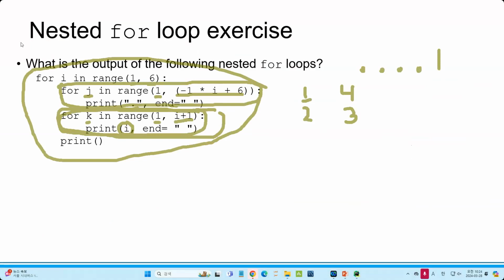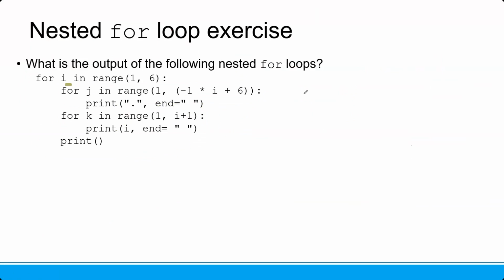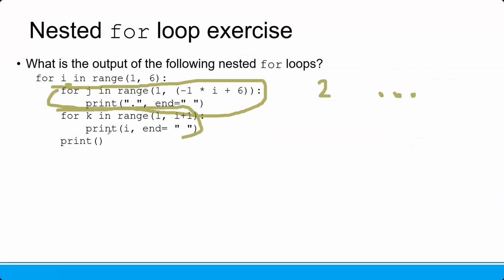Now let's go to the second one. If the I is 2, then again it will print 3 dots. After it prints 3 dots, then what is it? From 1 until I plus 1. Then it is from 1 until 3. From 1 until 3, I would like to print I. What is I? I is 2. Then I will print 2, 2.